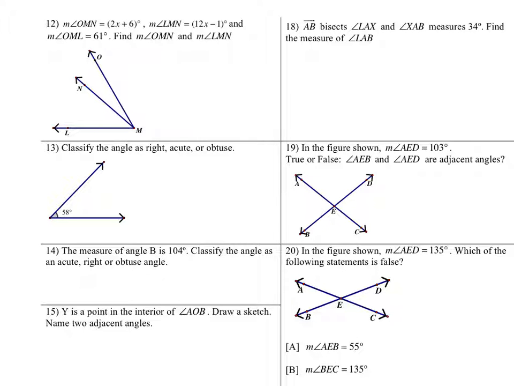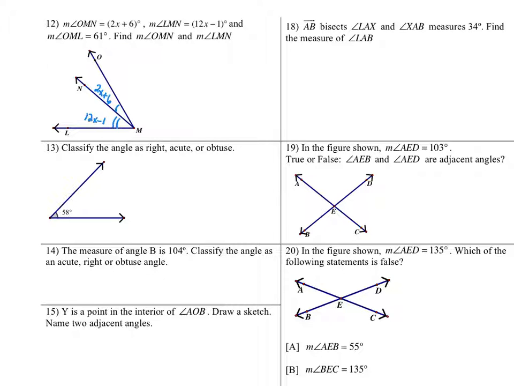Hi everyone. In this video, in preparation for the midterm exam, we'll cover questions 12 through 22. Right, number 12, it says the measure of angle OMN is 2x plus 6. And notice that that's referring to this little angle right here, 2x plus 6 for this measure. And then it says the measure of angle LMN, which is this angle over here, is 12x minus 1.